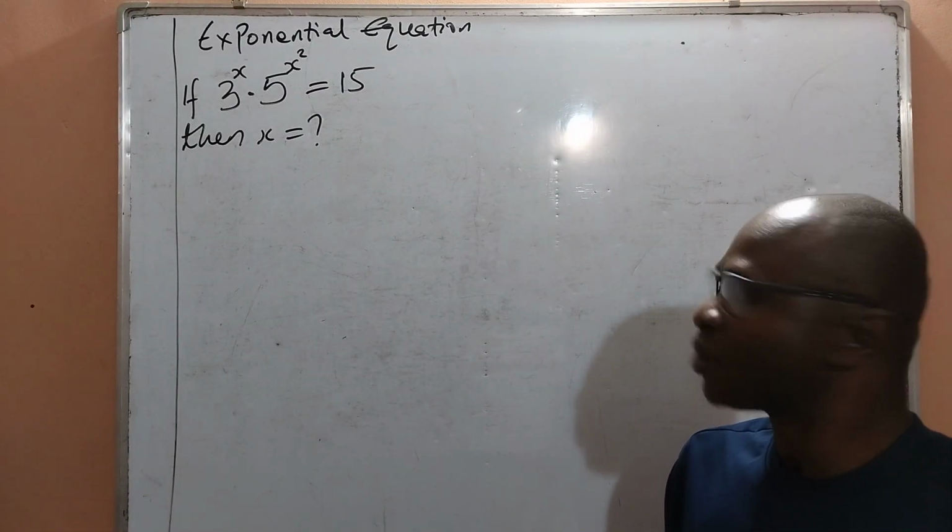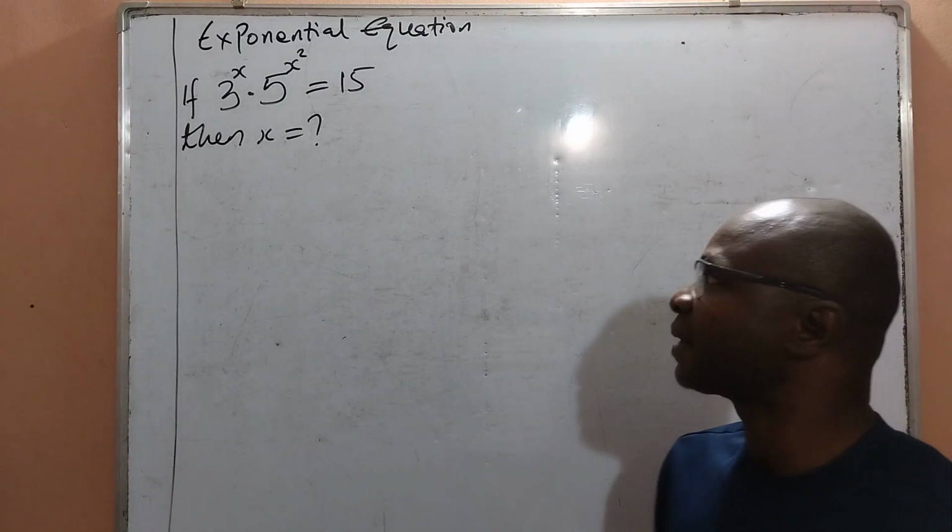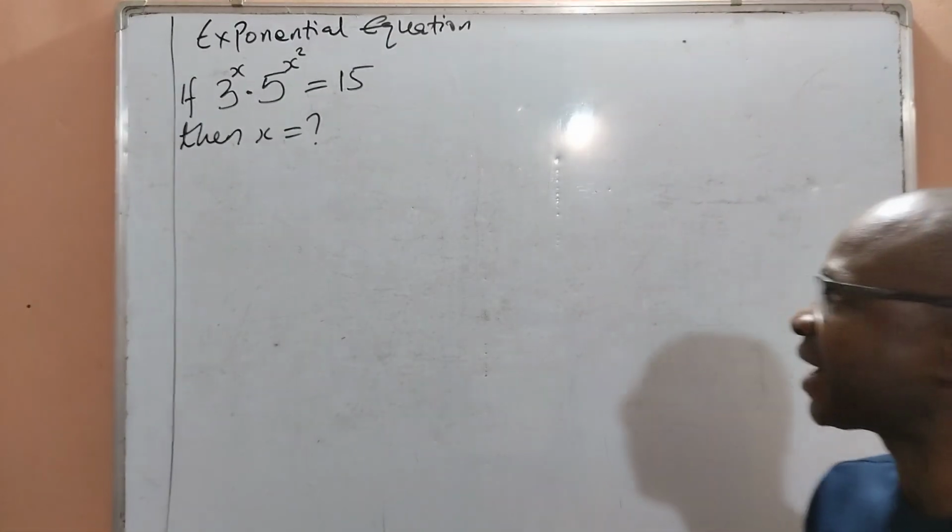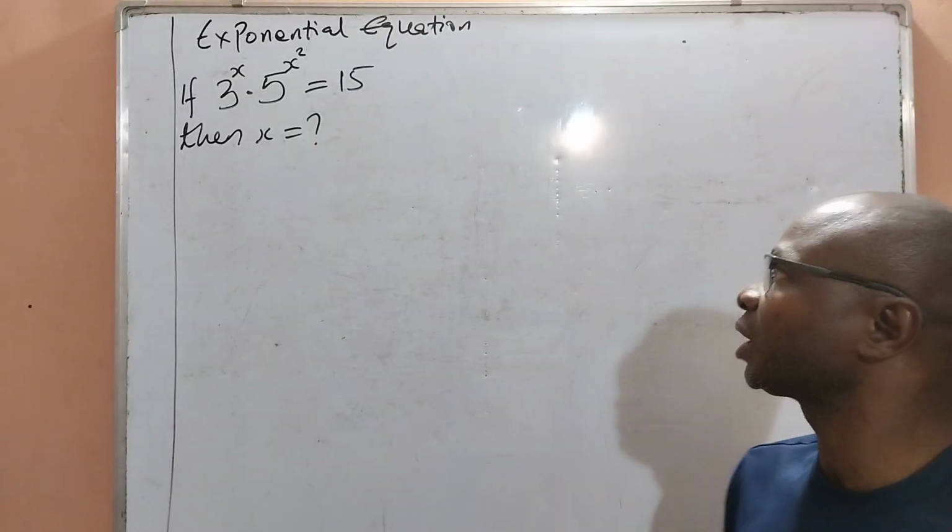In today's class, we want to solve an exponential equation: if 3 raised to the power x multiplied by 5 raised to the power x, all raised to the power of 2, is equal to 15, then what should be the value of x?